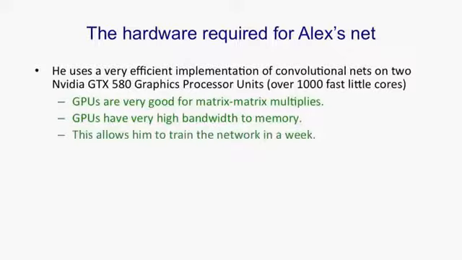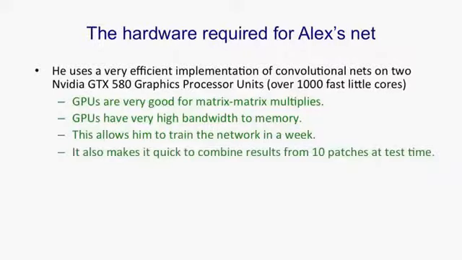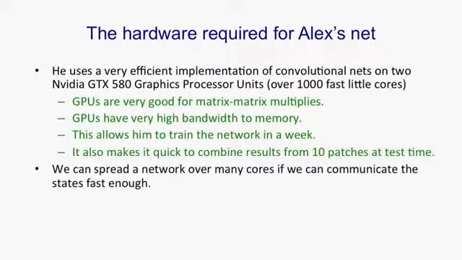Using all that hardware, he could train his final network in a week, and he could also combine results from 10 different patches at test time very quickly. So at test time, he can run at just about the frame rate. In future, we're going to be able to spread this kind of network over a large number of cores. As cores become cheaper, people at Google are already experimenting with that.